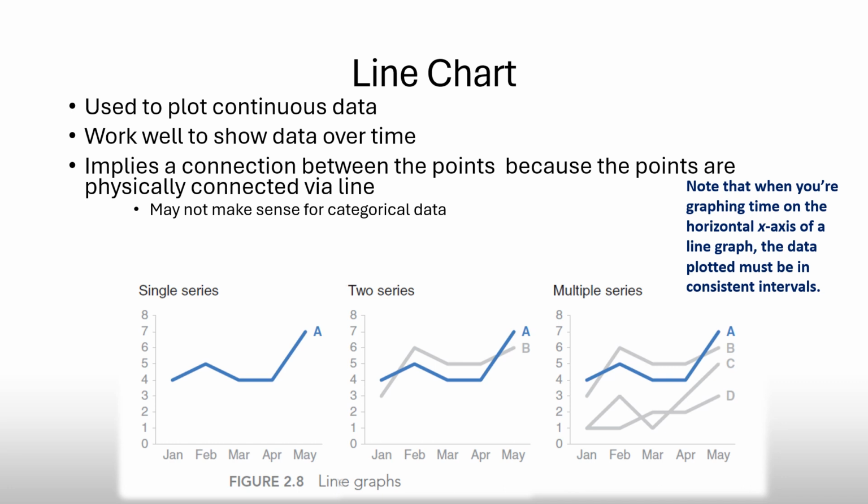Now keep in mind that when you're graphing time on the horizontal axis of a line graph, the data plotted must be in consistent intervals. Notice on the x-axis we have January, February, March, April, May, a consistent interval of months.